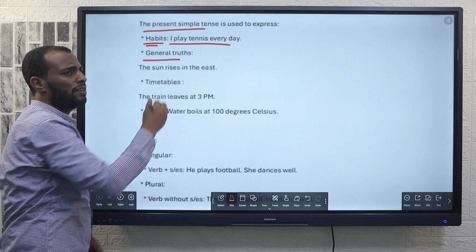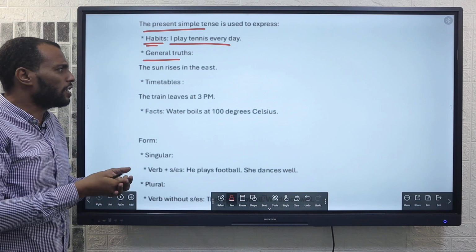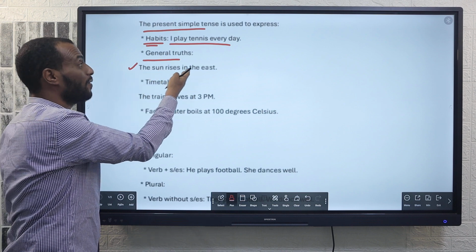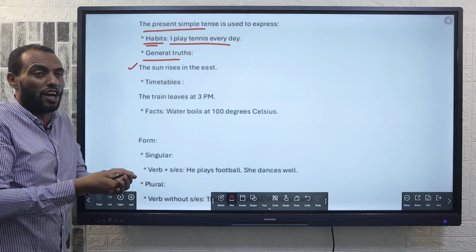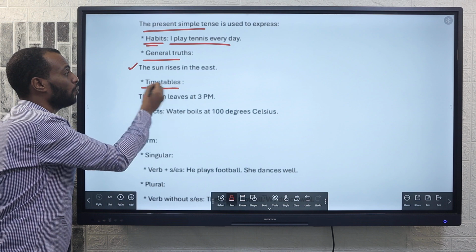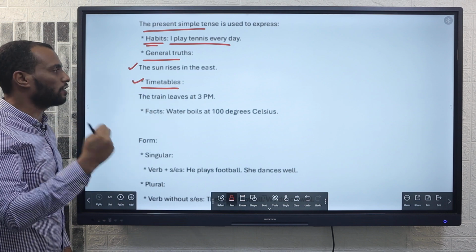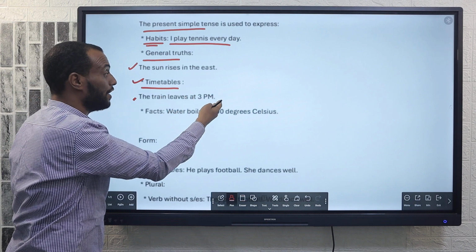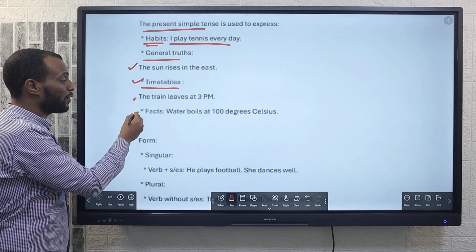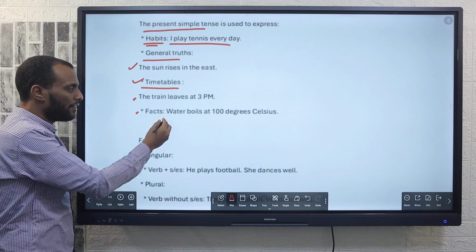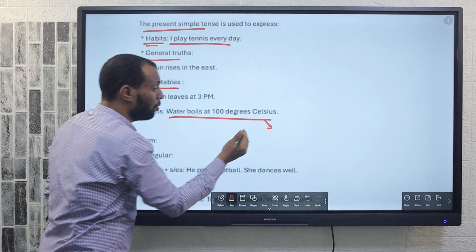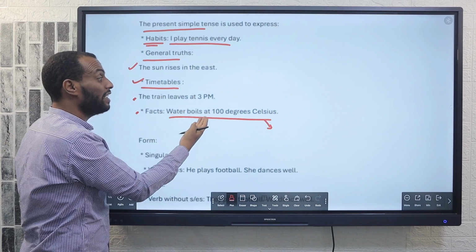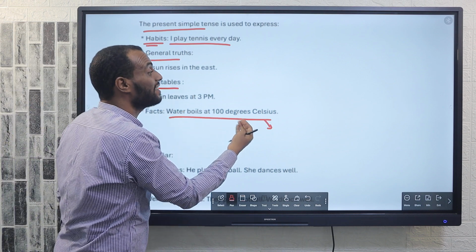And then the second one, for a general truth. What does a general truth mean? Yes, excellent, like this example, which is the sun rises in the east. It's a truth, class. And then for the third one, yes, a timetable, like this one, the train leaves at 3 p.m. And then for the fourth one, for a fact. Like here, this sentence, if you read it, you're going to know that it's a fact. It doesn't change, like water boils at 100 degrees Celsius.